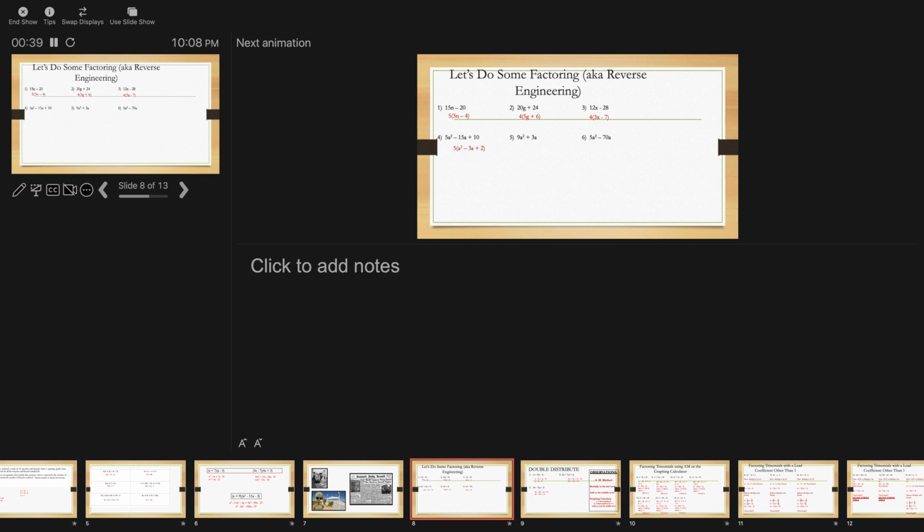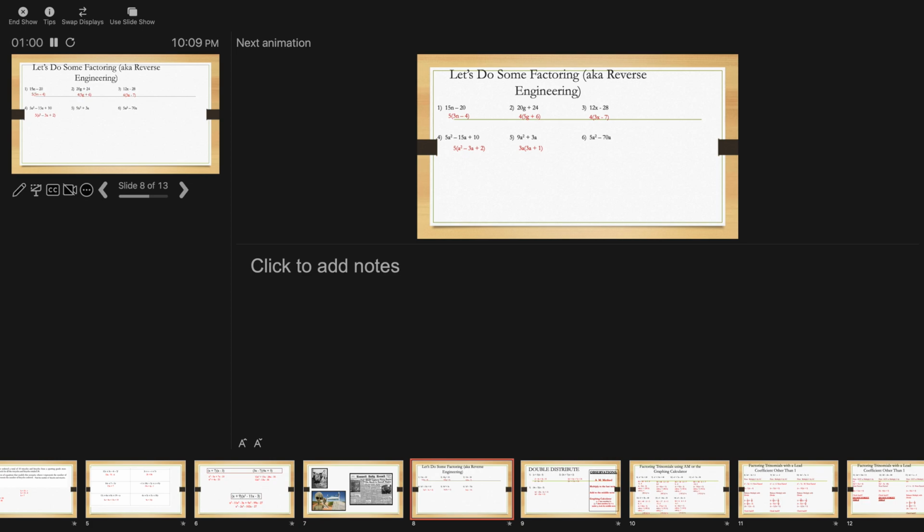Okay, so for number 4, they all share a 5 in common, and notice that they don't all have an a. Only the first two terms have an a, so I can only factor out the 5. Distributing back, 5 times a squared is 5a squared, 5 times negative 3a is negative 15a, and 5 times 2 is 10. Remember, you're factoring out, which is anti-distribute, the greatest common factor.